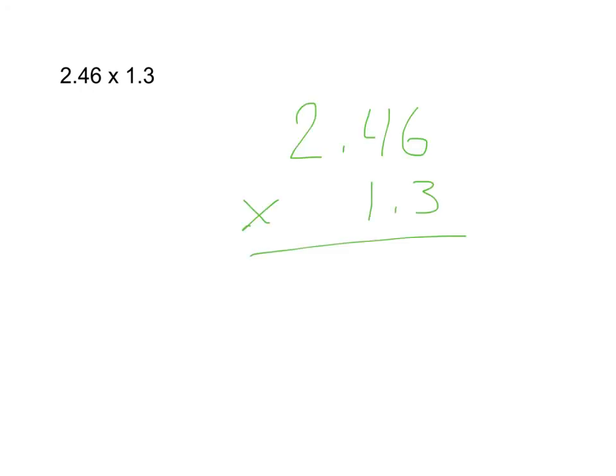Alright, when I write the problem, I find it easiest to write the number with the most digits up top, and then the number with the fewer digits on the bottom. Notice I did not line up the decimals. This is not an addition problem. I don't need to have those lined up. Then I will solve it like I normally would.